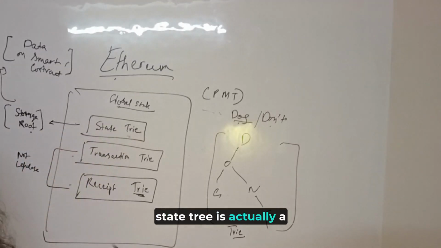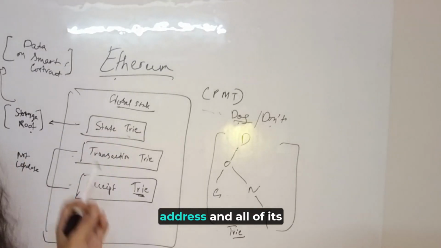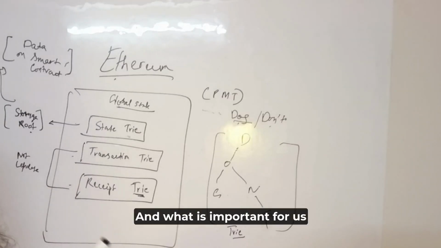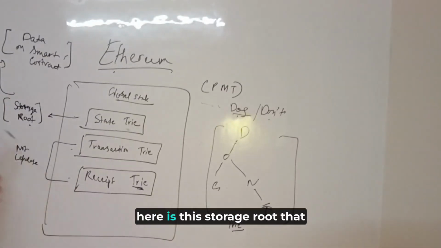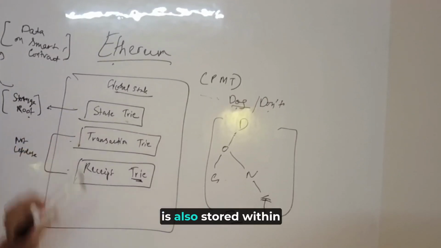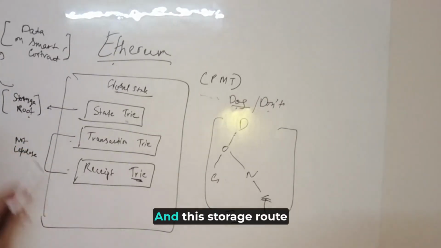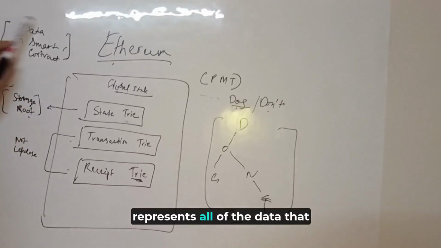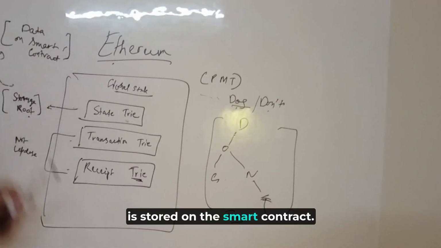The state tree is actually a mapping between the account address and all of its state information. What is important for us here is this storage root that is also stored within the state tree. This storage root represents all of the data that is stored on the smart contract.